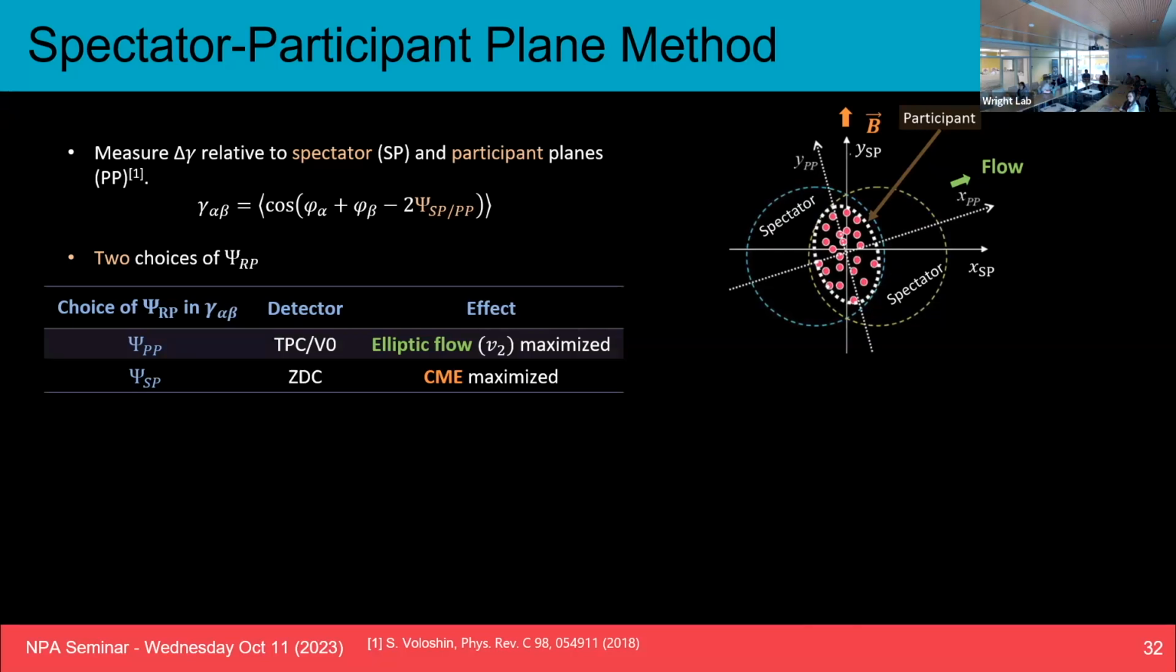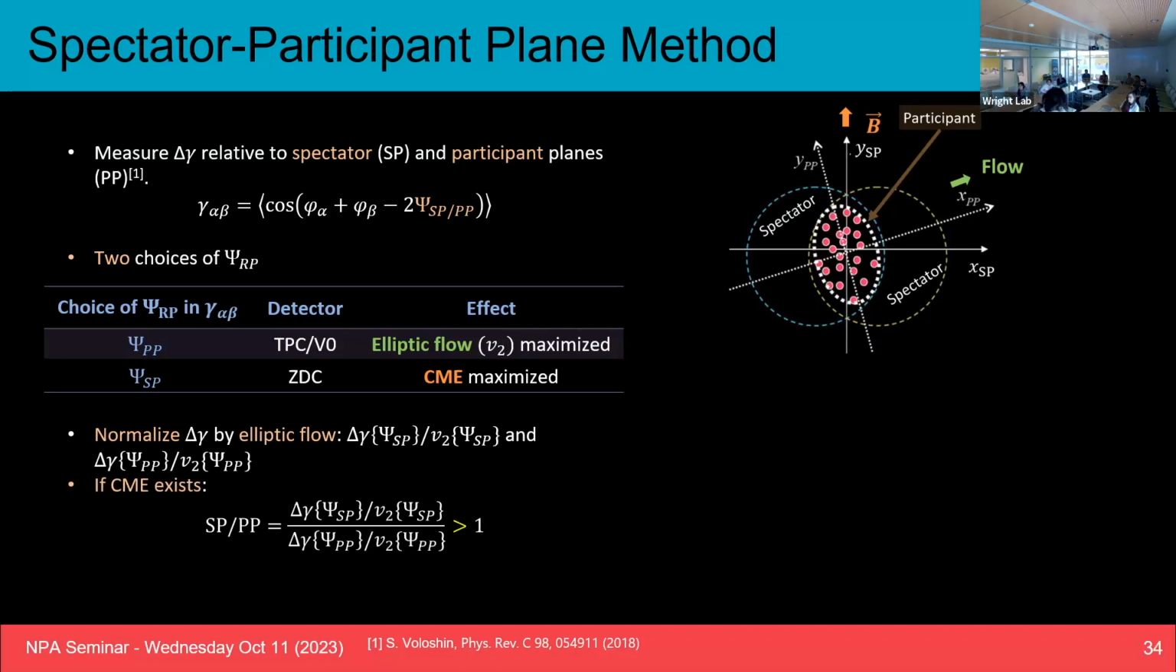So in this method, we calculate delta gamma for two types of plane, and we also divide by the elliptic flow. This is to cancel some terms. I'm just trying to skip the details, but I show it for completeness. This is nice because it first cancels out the flow background, since you normalize by your flow background. Also, you cancel out the plane resolution, so you don't have to deal with the resolution of the plane.